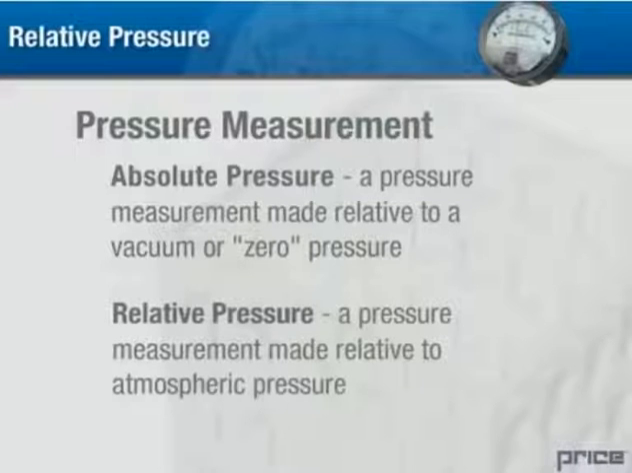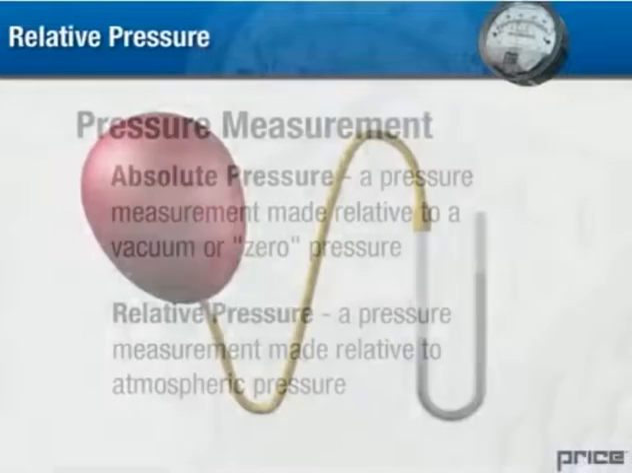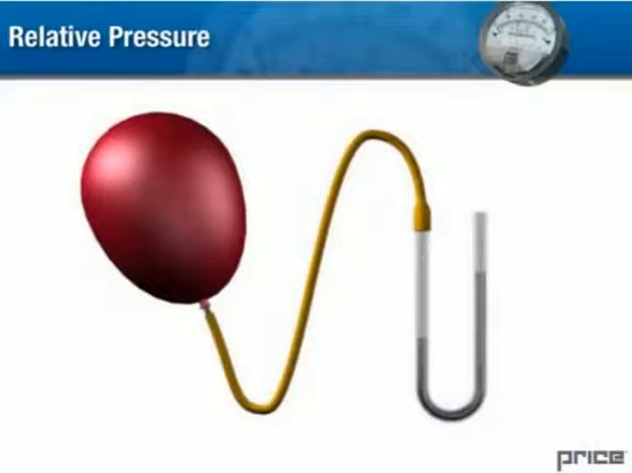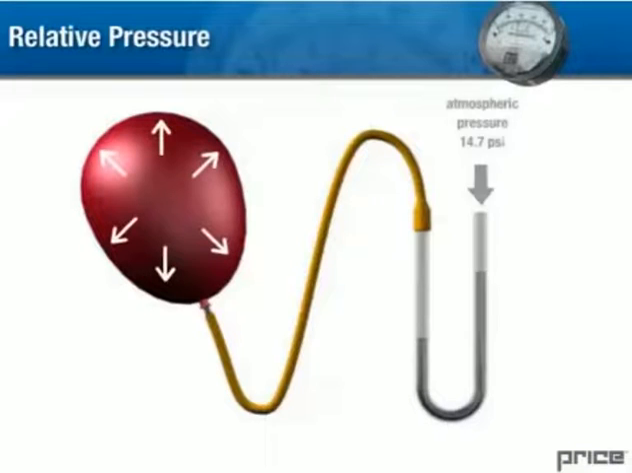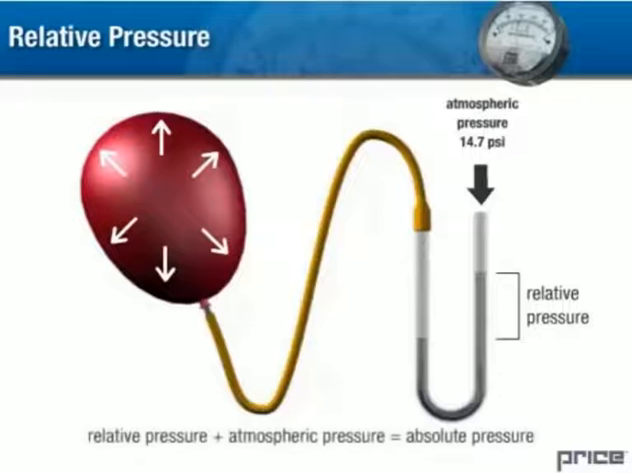Relative pressure is a pressure measurement relative to the surrounding atmosphere. If we use a manometer to measure pressure, the value we measure is the net result of the pressure source countered by the surrounding atmospheric pressure. The difference in fluid levels is therefore the relative pressure. Note that if you know what the atmospheric pressure is at your test site, you can easily convert from relative to absolute pressure by adding this value to your readings.